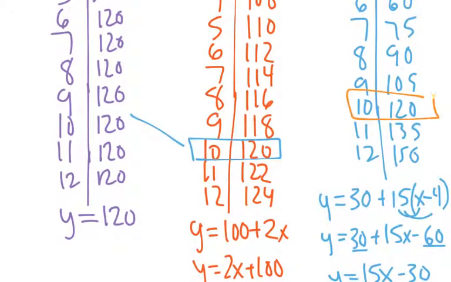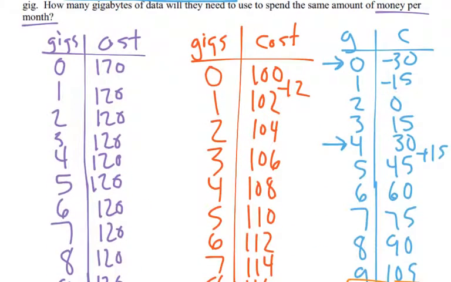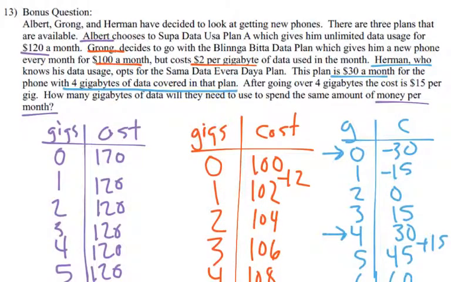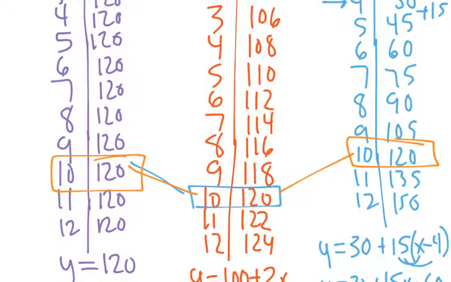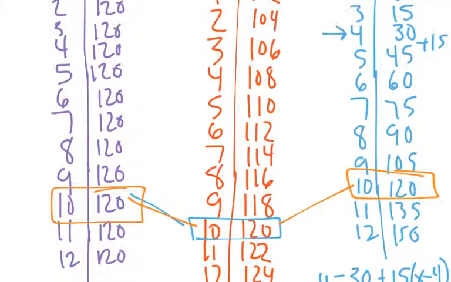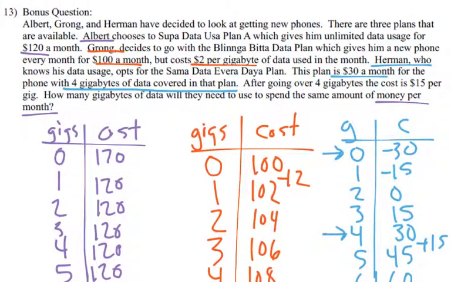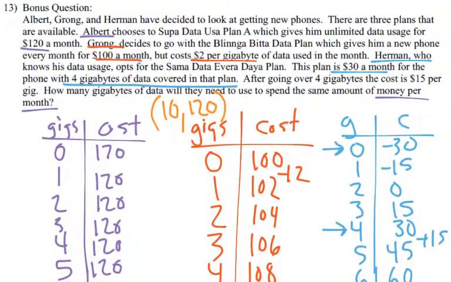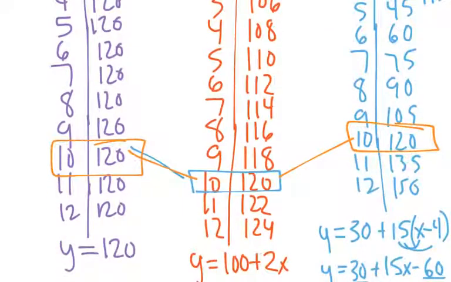So now, I know at 10 gigs, that's where they're all going to be the same, right? That's what Albert is all the time, but for the rest, for them to spend the same amount of money, they would have to use 10 gigs. Okay, so where do they intersect? Well, at 10 gigs, they're all 120. Okay, and that would be the easiest way to do it, is to make that table, because then the weird one, which was Herman's, is a lot easier to figure out.